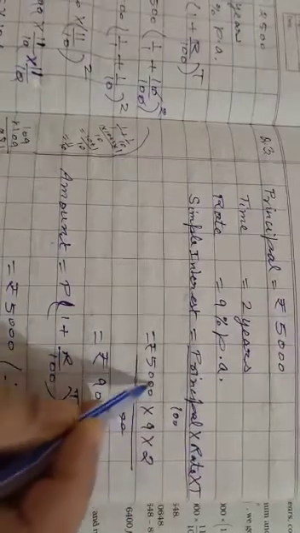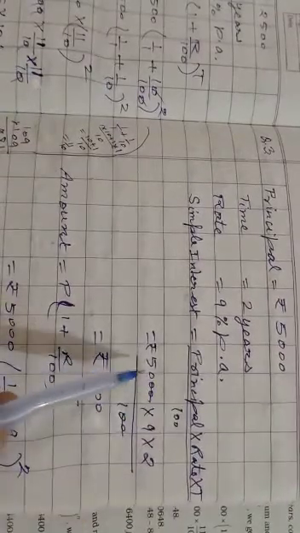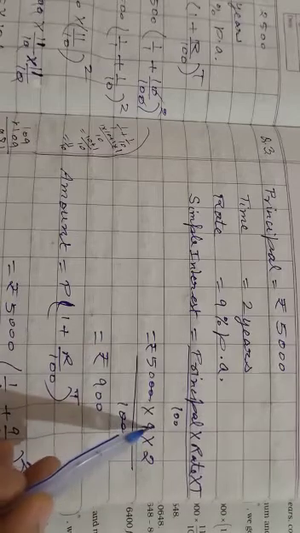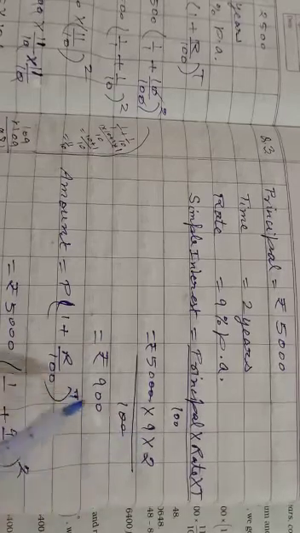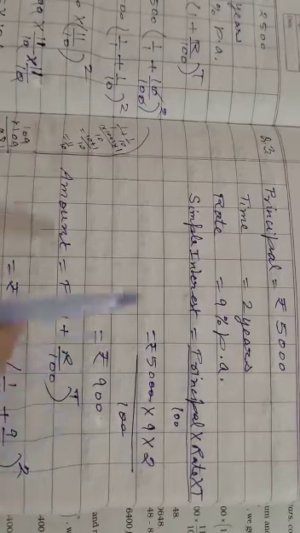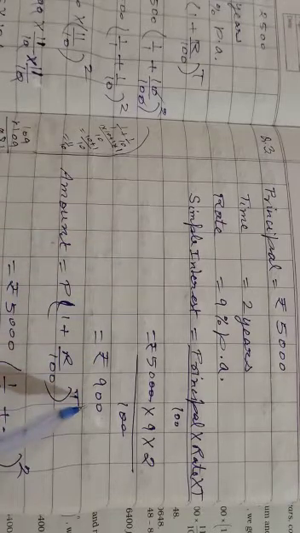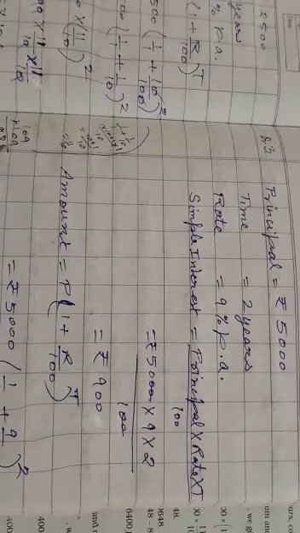2 0, 2 0 cancel out. 5 2s are 10, so 100. 100 multiply 9, 900. Rupees 900. Simple interest is rupees 900. Now we find the value of amount.